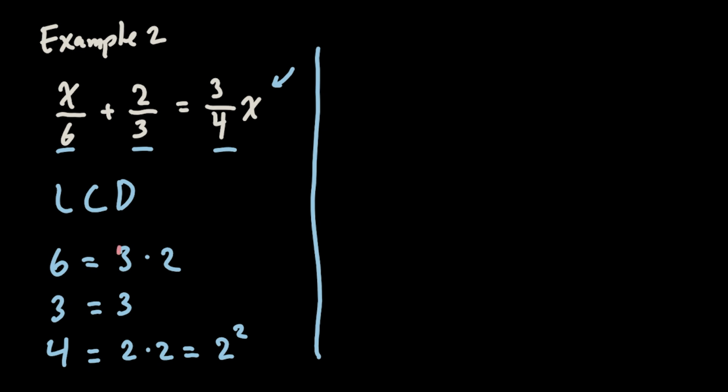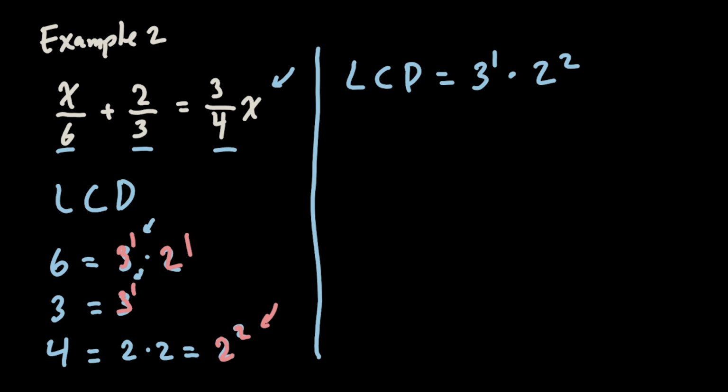So here we have 3 to the power 1, here we have 3 to the power 1. So LCD, that would equal to 3 to the power 1. There's no highest power here. Both of them are power of 1. But if you look here, we have 2 to the power 1, and here we have 2 to the power 2. We have to take this number here. So multiplied by 2 to the power 2. So the least common denominator would equal to 12, because we have 3 multiplied by 4, that would equal to 12.